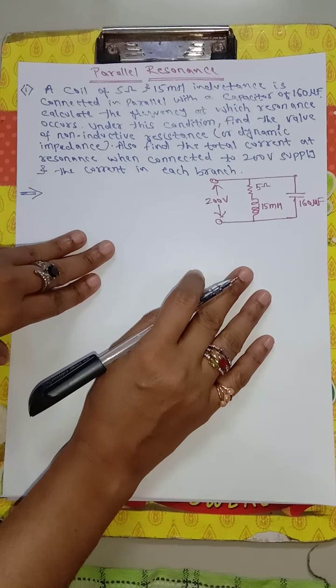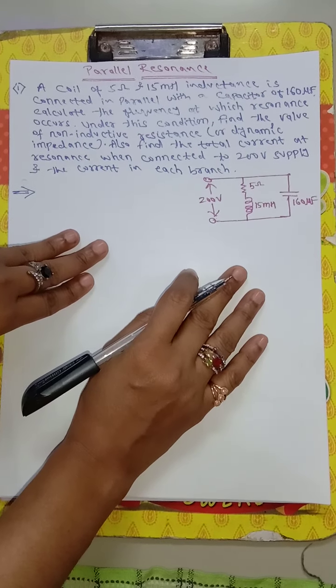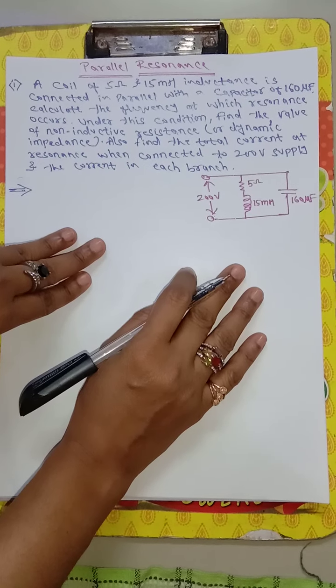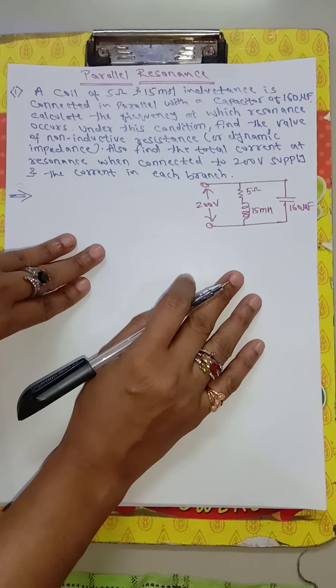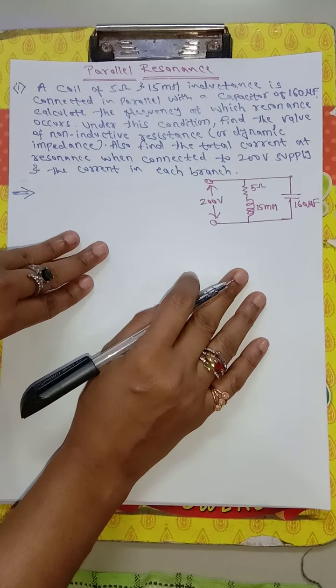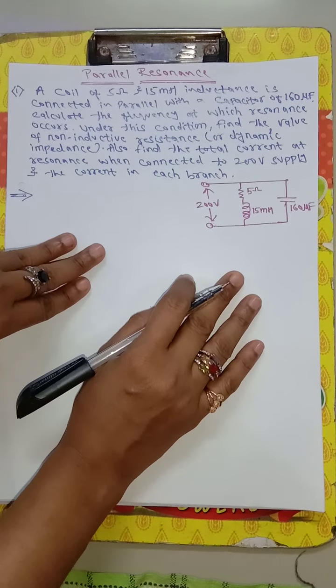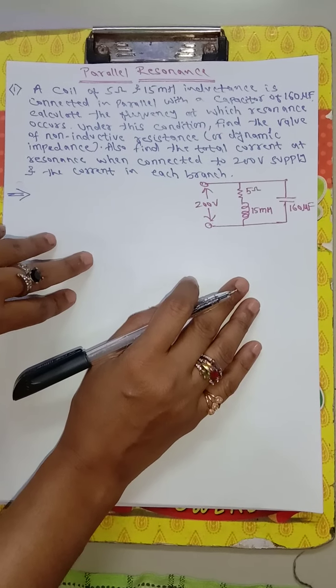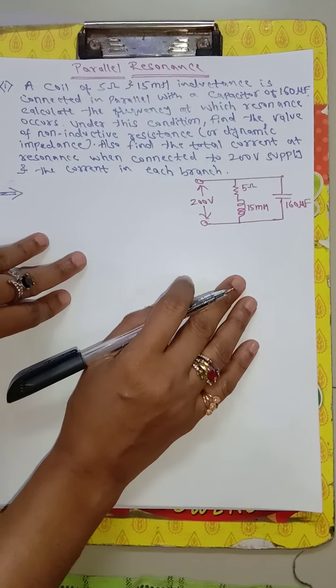Hello everyone, today we are learning the subject of circuit theory or network analysis. In that we will see chapter number 2, the chapter on resonance. So we will continue this numerical on the content of parallel resonance. Already in one of the lectures we have talked about the types of parallel resonance.